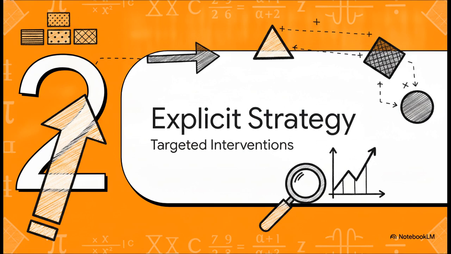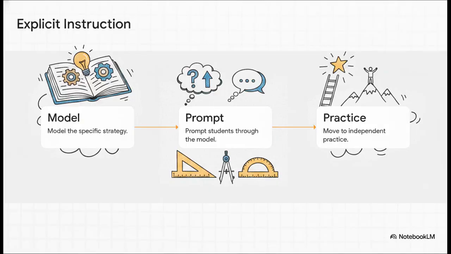Which leads us perfectly into Section 2, explicit strategy interventions. Because the real question is, what exactly do you do when that Tier 1 core instruction just isn't quite enough? For learners who need some serious structure, especially those with learning disabilities, we use explicit strategy instruction. Think of it like this. You aren't just handing them an answer. You're illuminating the invisible decision-making process. First, you explicitly model the strategy. Second, you intentionally prompt them through that exact model. And then, only then, do they move on to independent practice.